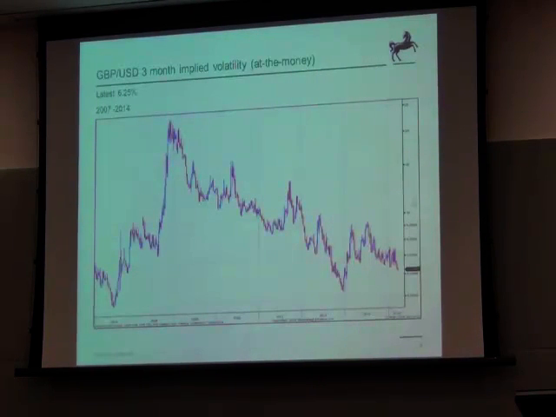Now let's look at the price of the same period of buying and selling options, the implied volatility. So this is the price at which people were trading cable options over the same period on a 3-month basis.